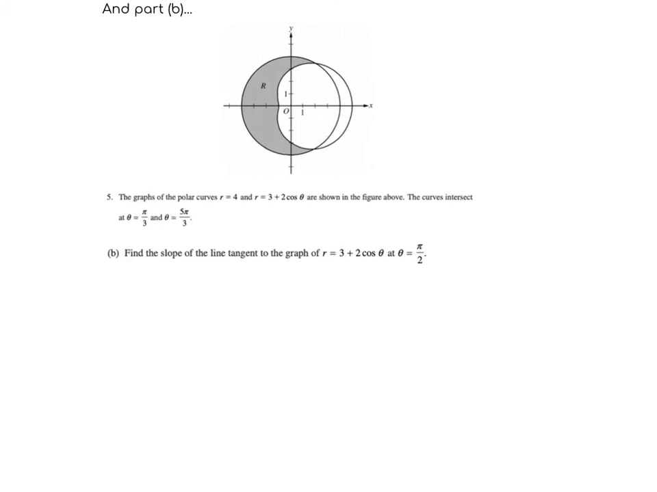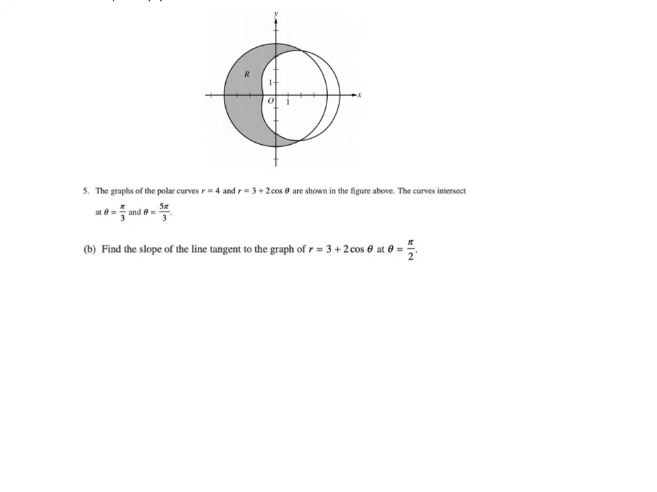Let's see what part B has. Ooh, the slope of the line tangent to the graph. Well, slope is a dy dx question. So I want dy dx when theta equals pi over 2.